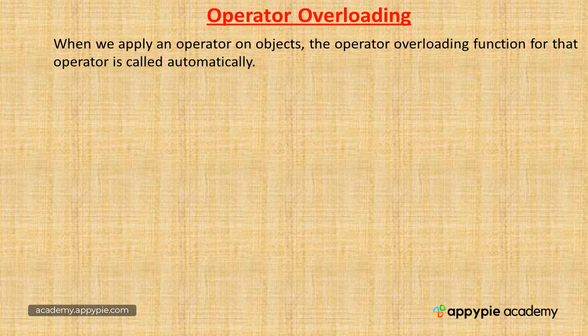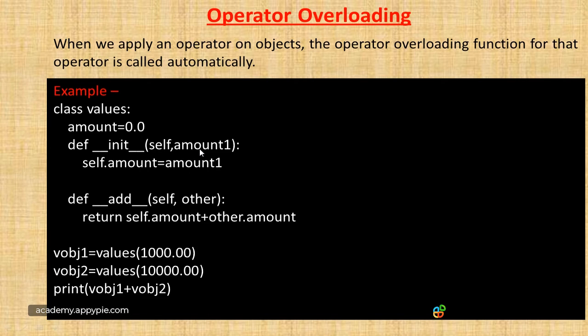Let me explain this with the help of an example. Suppose I have a class called Values. I want to have two objects for this class. vobj1 is equal to Values(1000). As you know, the constructor will be executed and the property amount will be assigned the value 1000. And for the object vobj2, the value 10,000 will be assigned to its own attribute amount. Okay, so far so good.